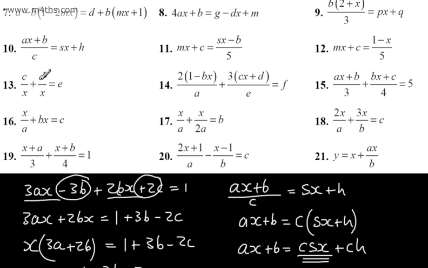c over x plus d over x is equal to e. I'll do this one just here. What we have here is a common denominator. So if I had, let's say, 1/5 plus 3/5, I could just add them together to get 4/5. So what I can do is just add these. So (c plus d) over x is equal to e.